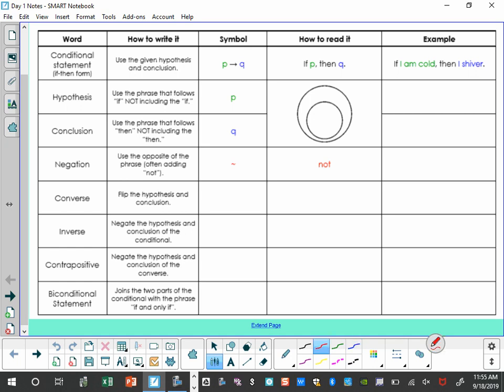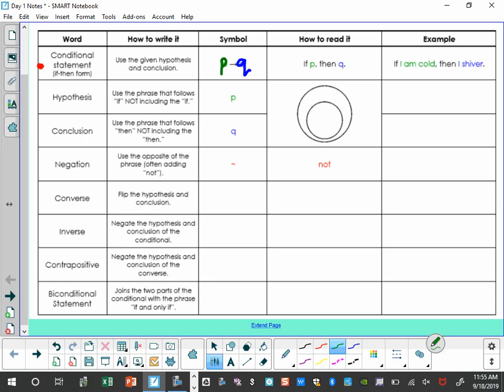Your original is called the conditional statement. That is an if-then form. You guys need to know this: P to Q. There's an arrow in between that, which means that's where we're going. The way we read it is if P, then Q, and your example is if I am cold, then I shiver. That's an example that's just made up.